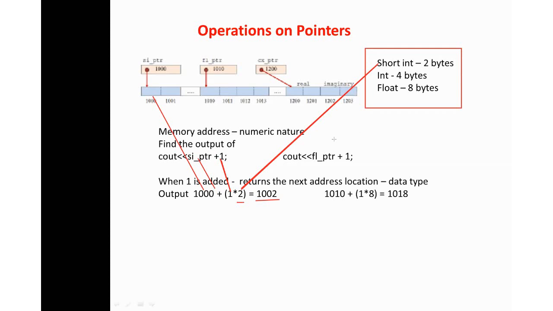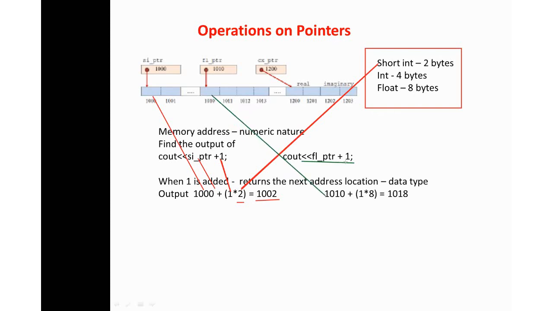Now next, FLPTR. FLPTR plus 1, I am telling. Now look into the example. Where is the address starting for a FLPTR? It is starting at 1010.